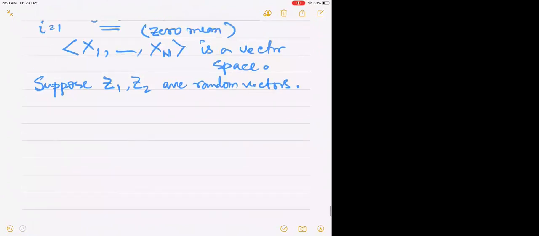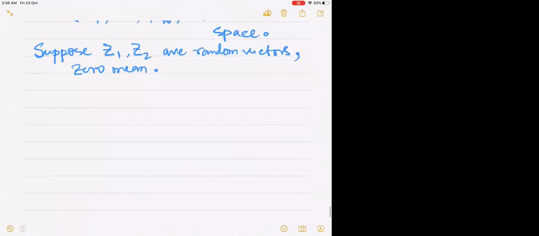Suppose Z1, Z2 are random vectors, both zero mean. That is, their expectation is zero. Then we can define, okay, how do I define the inner product? The inner product of Z1, Z2 by definition is the expected value of Z1 transpose Z2. Yeah, this is it. This is an inner product. One can verify that this indeed is an inner product.